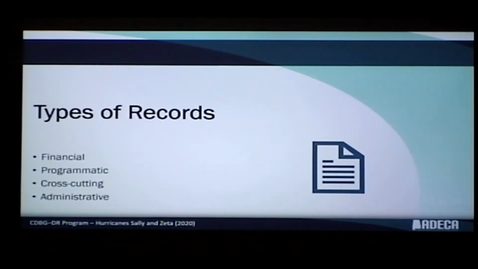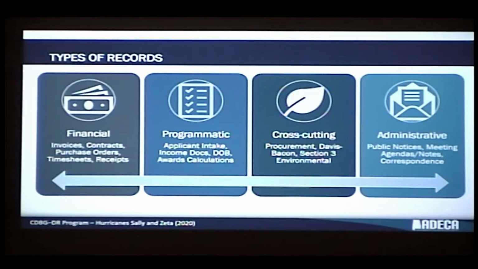All right, now types of records: financial, programmatic, cross-cutting, and administrative. Financial will consist of invoices, contracts, purchase orders, timesheets, receipts. Programmatic will be your applicant intake, income documents, DOB, award calculations. Cross-cutting is procurement, Davis-Bacon, Section 3, environmental. Administrative is the public notice, meeting agendas, notes, correspondence.